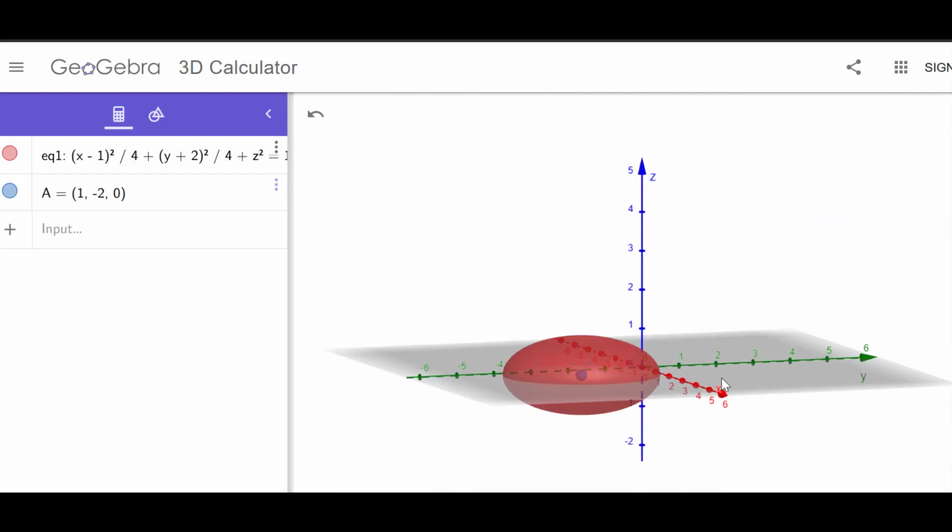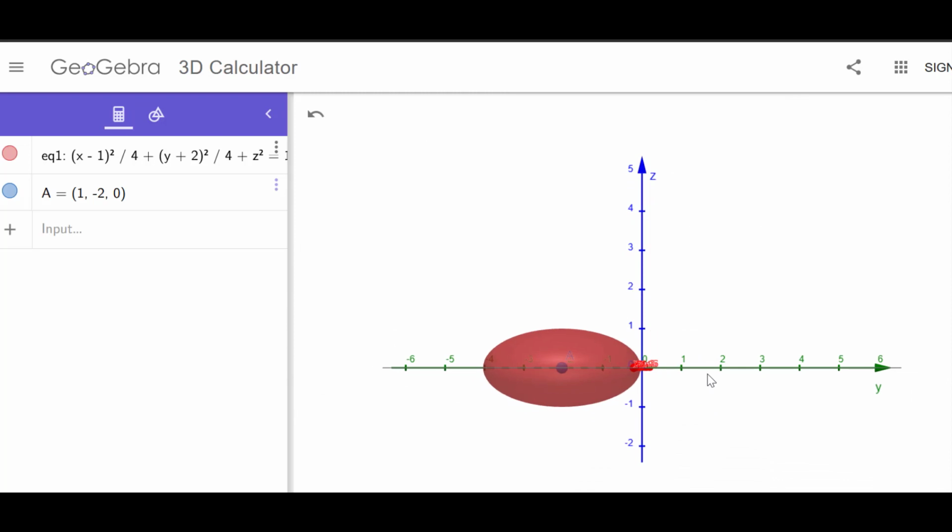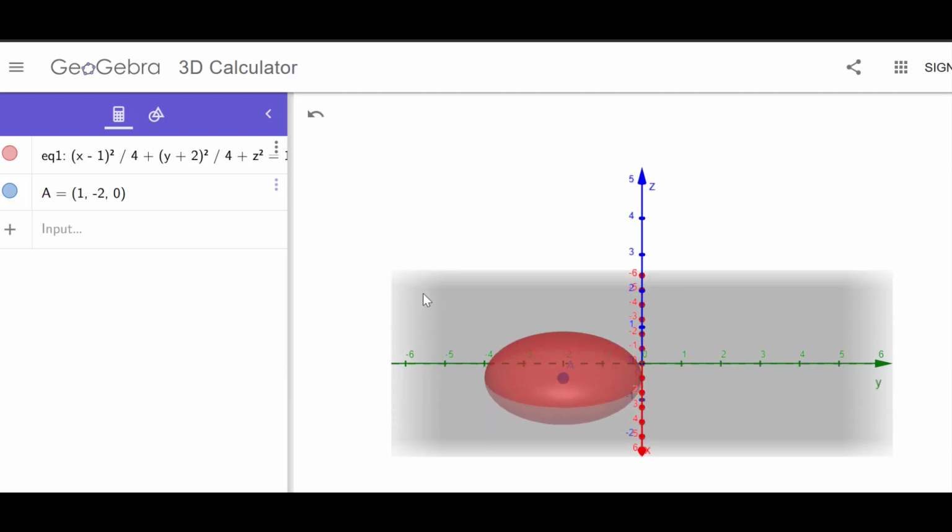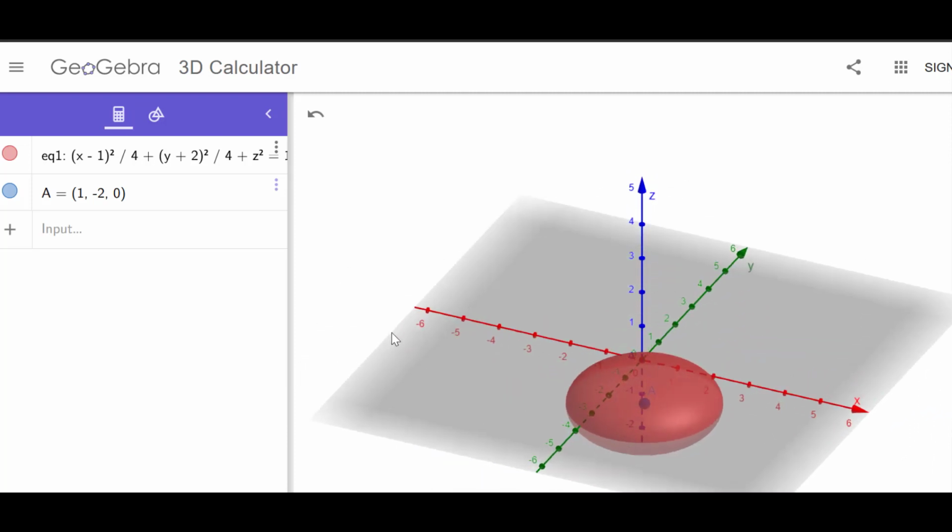Now if I rotate it back to z, this is a view for the YZ plane. Kind of try to get it straight, there we go. And notice from the center, you go up 1 and down 1 to get the edges of the shape. So this is an ellipsoid.